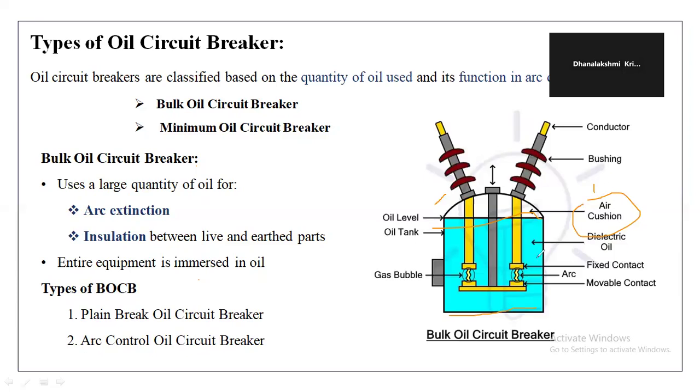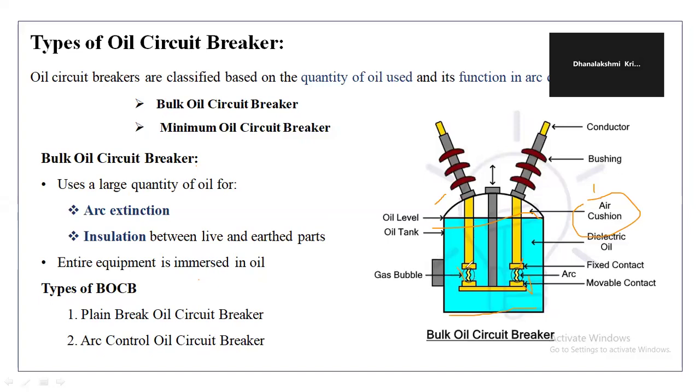Under normal operating condition, the fixed contact and moving contact remain closed, and the breaker carries the normal current. When a fault occurs, the moving contact is pulled out by some protective system, and an arc is struck, which vaporizes the oil mainly into hydrogen gas. The arc extinction is facilitated by the following. And this is the hydrogen gas bubble.